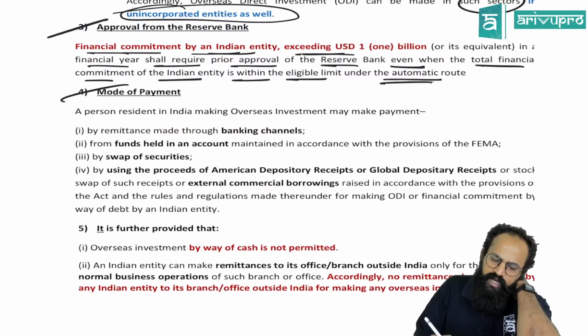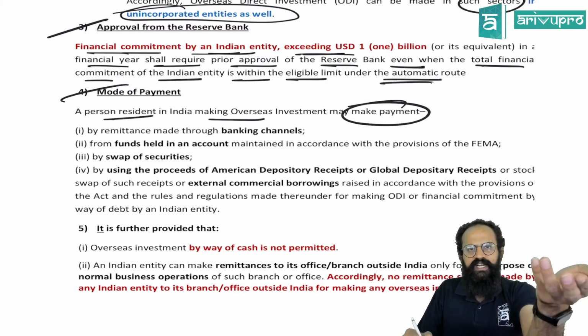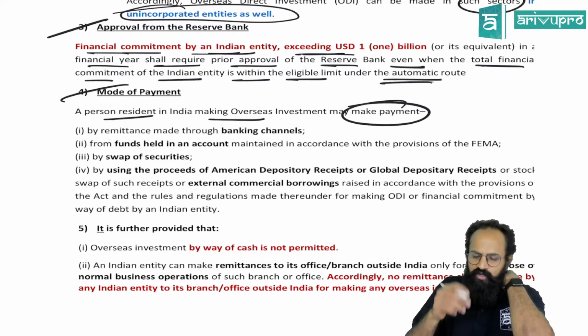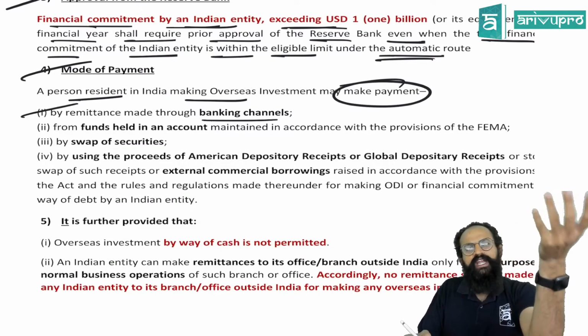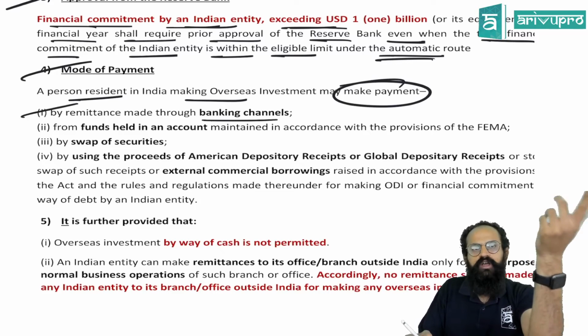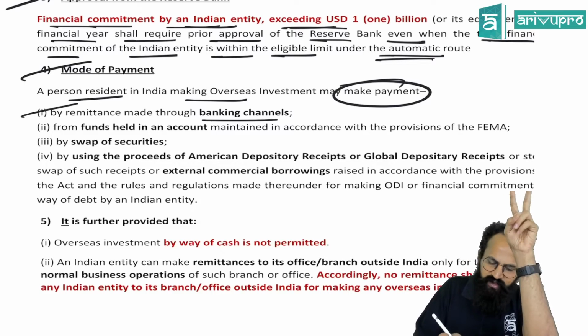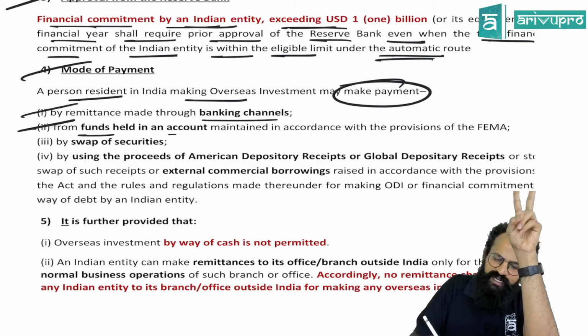Mode of payment. A person resident in India making overseas investment may make payment. So you are investing outside India, right? How are you investing? From where are you getting the money? You can invest, people, through the banking channel. Go to the AD bank, convert your rupees into dollars. You can invest. Second, you can remit from funds held in an account maintained in accordance with the FEMA provisions.